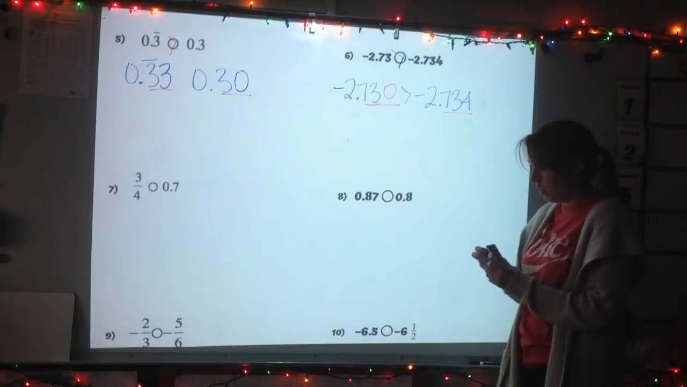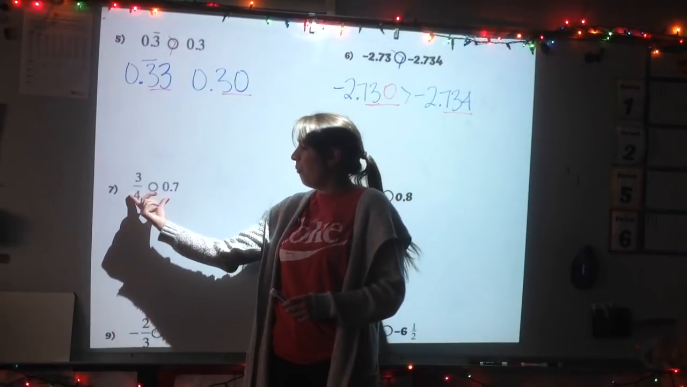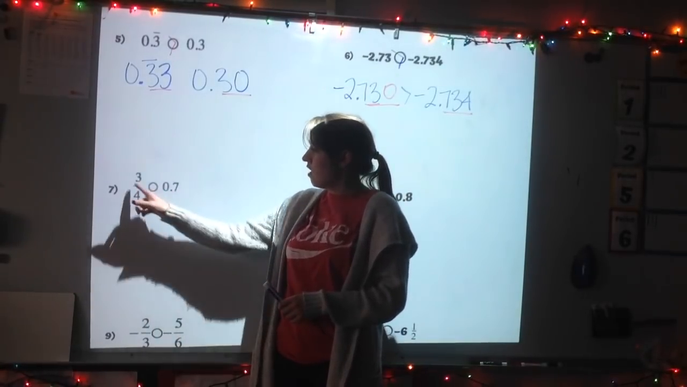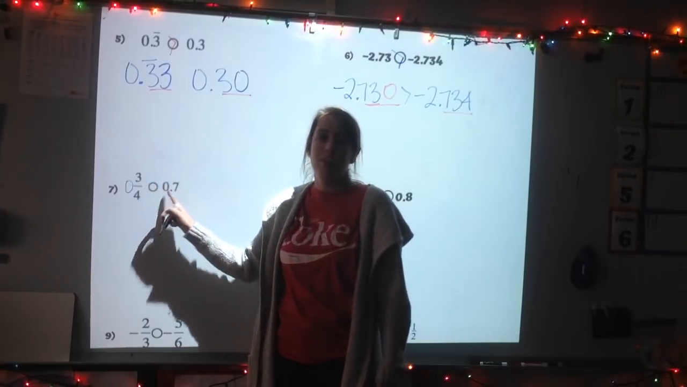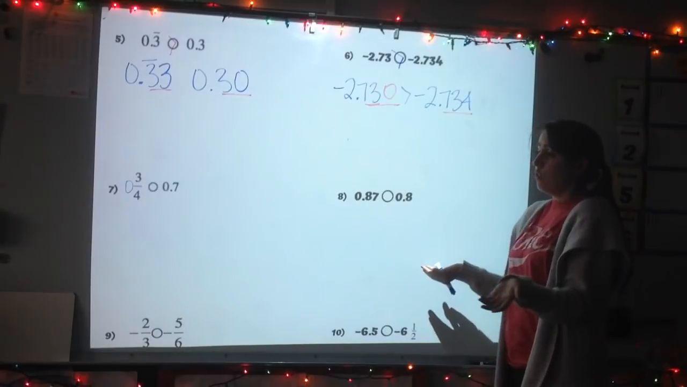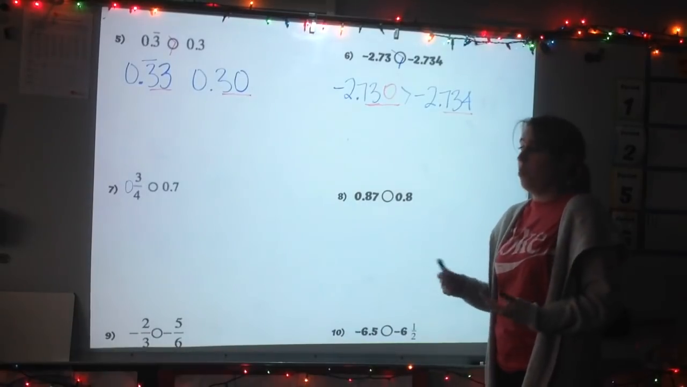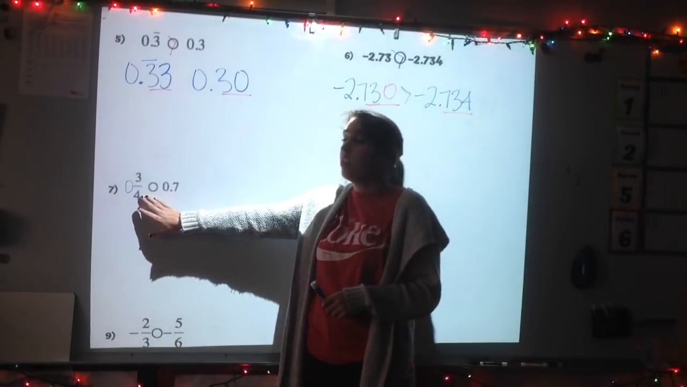All right, number 7. Again, first thing we're looking at, do they have opposite signs? Nope. We look at the whole numbers. There's nothing written here, which means the whole number is 0. That whole number is 0, so we do have to compare. Now, we don't have 2 decimals, we have a fraction and a decimal. As we said, we think it's easiest if we convert everything to a decimal.